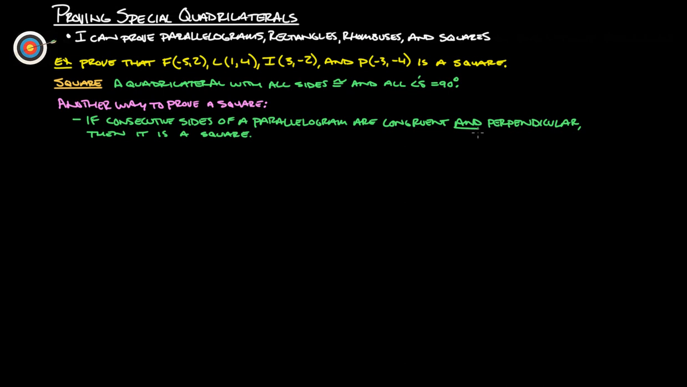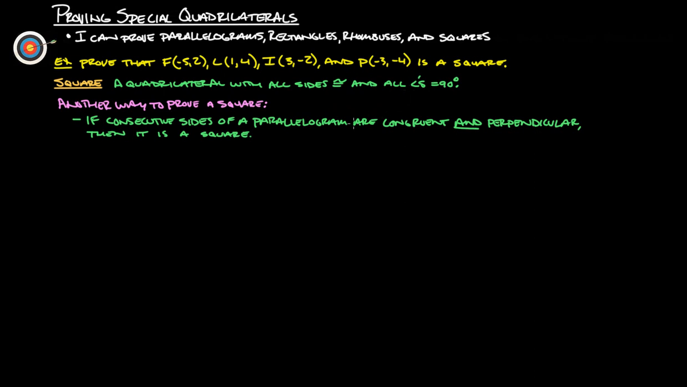So we could go through and find the slopes of everything, and then show that. Then we'd have to find two sides in a row that are congruent. So we'd have to find the distance. We'd have to use the distance formula no matter what, and then also show that they're perpendicular. Or we can find the distance between all of them, show that all of them are the same, and then show that at least one of them has a 90 degree angle, just show that one of them is perpendicular to the other. It really doesn't matter too much.